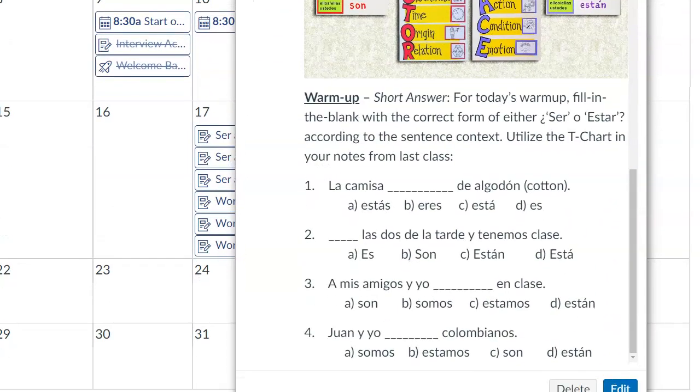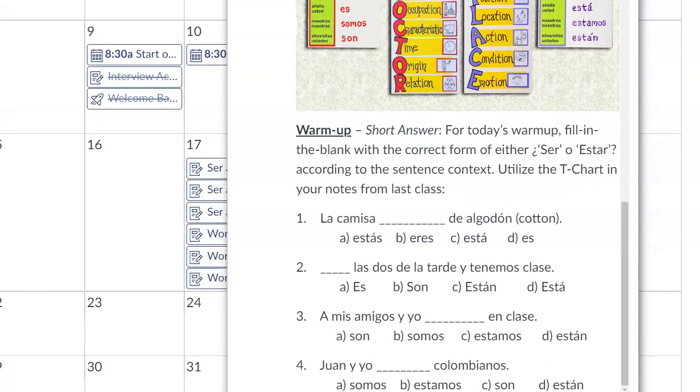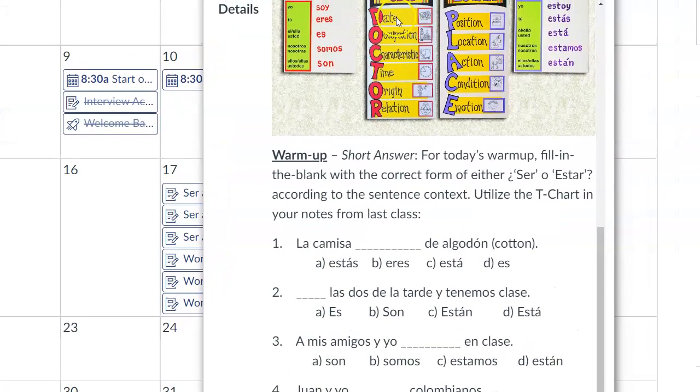Filling in the blank with the correct form of either ser or estar. I'll give you a moment to take a look at those. You're taking a look at the possible answers. Based on the context of the sentence, choose whether the sentence is an example of date, occupation, characteristic, time, origin or relation, or position, location, action, condition or emotion.